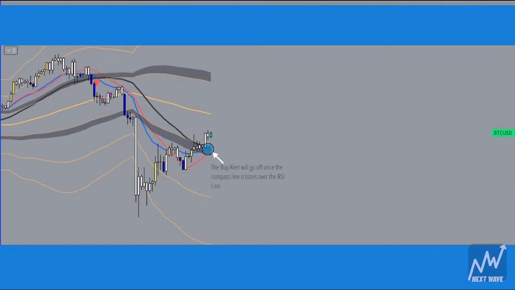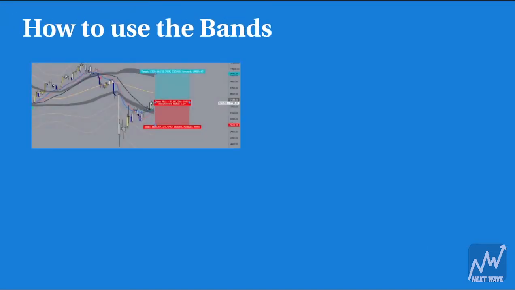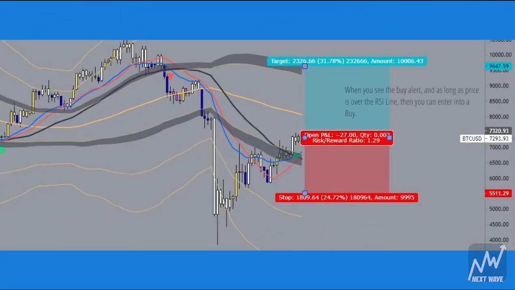The buy alert will go off once the compass line crosses over the RSI line. And once I start to see a green candle, that is when I really get confident about a buy. When you see the buy alert, and as long as price is over the RSI line, then you can enter into a buy. The upper danger zone is where I will place my take profit.